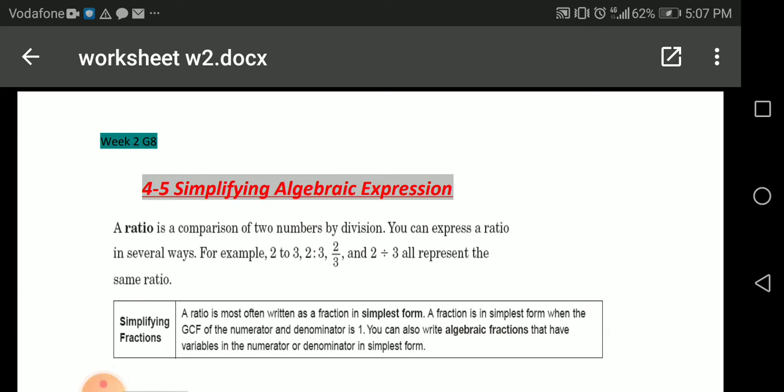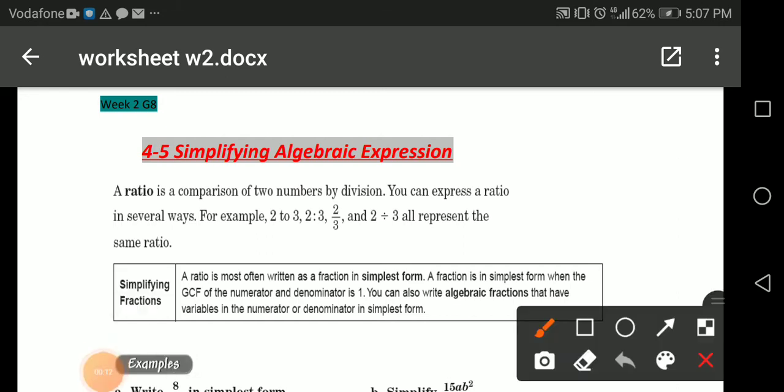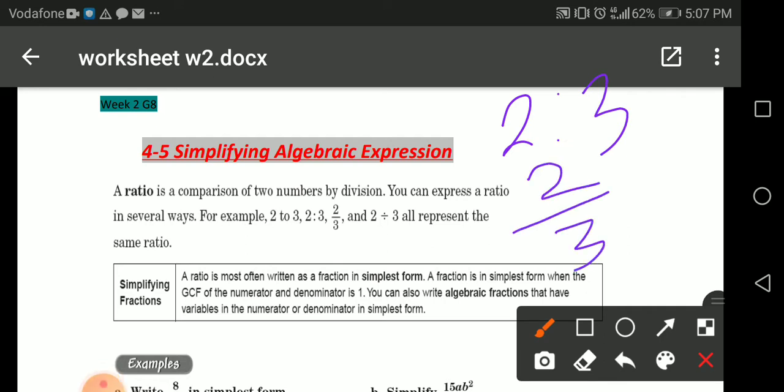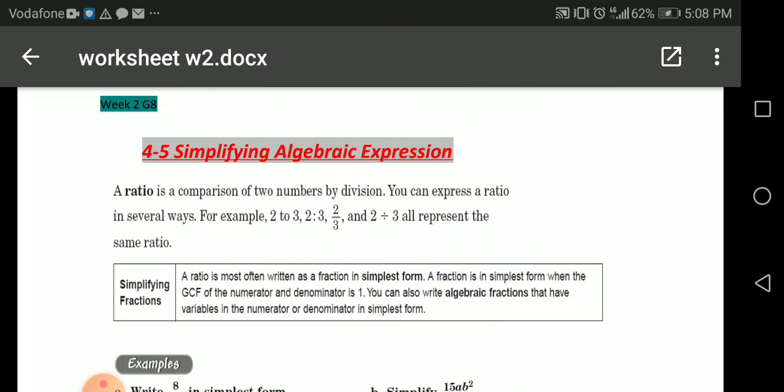So I have here simplifying algebraic expressions. How can I do it? It's very simple. Remember first, if I have a ratio like 2 to 3, it means that it's the same as 2 over 3, a fraction, and also 2 divided by 3. So it's the same as 2 divided by 3. This fraction is called what? Division. So we have here 3 kinds: 2 divided by 3, 2 to 3, and 2/3. All the same meaning? Yes, all the same meaning.